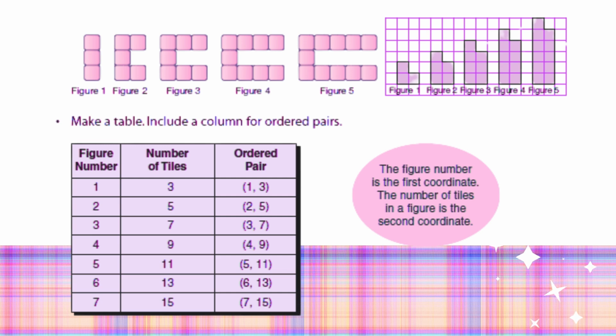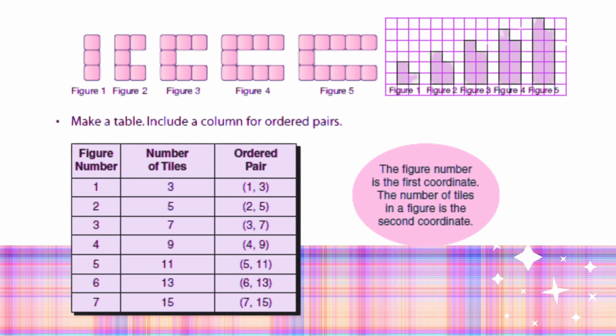Another way to represent this same pattern is to simply state the relationship between the figure number and the number of tiles. We can also use tables to organize our pattern data. A table provides a clear, organized way to represent the data. So if we were to create a table to represent the data we just looked at, we would create 3 columns. The first one could be labeled figure number. The second would be the number of tiles. And the third would be the ordered pair.